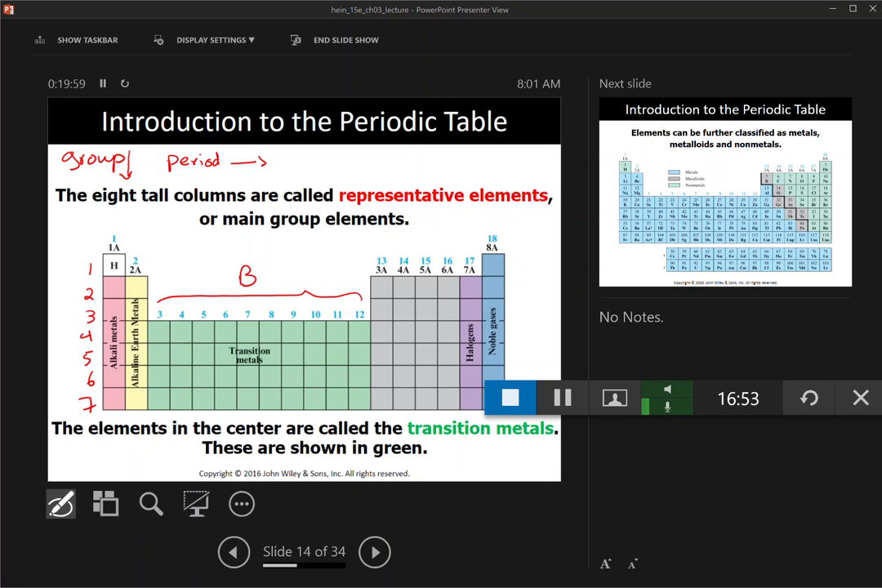Now find aluminum in the periodic table. What's the symbol for aluminum? Al, very good. It's element number 13. Find aluminum. What group is it in? 3A, very good. What period? 3. So by group number and period number, we can locate each element.